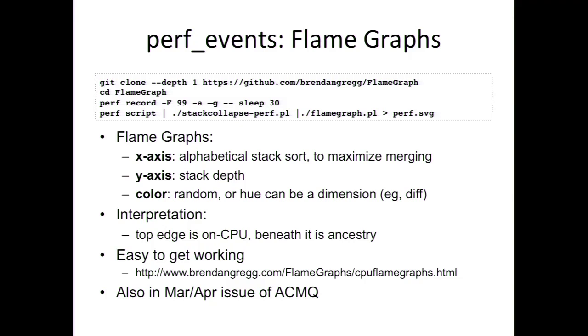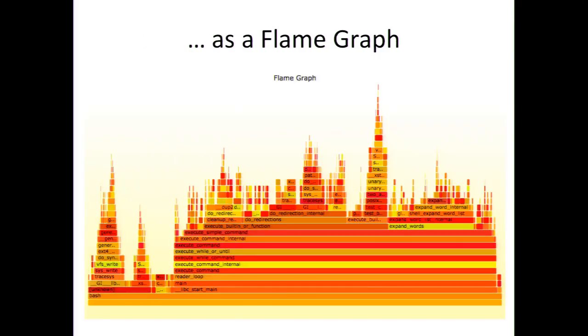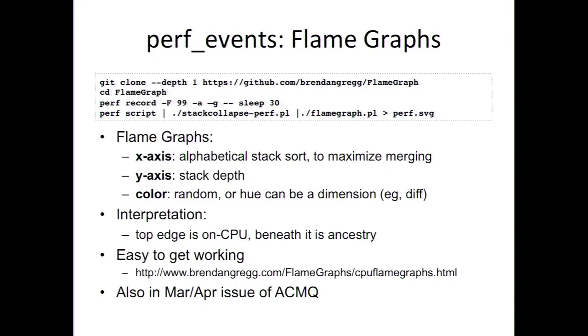The x-axis is sorted alphabetically. So the x-axis is not the passage of time. So I'm just taking stack traces, which are on the y-axis, I'm sorting them alphabetically, and then I'm merging frames that are adjacent. The color is random, but sometimes I'm using hue to be a dimension. The top edge is what's on CPU, and everything beneath it is ancestry. It's easy to get going, and I also covered it in the current issue of ACMQ.